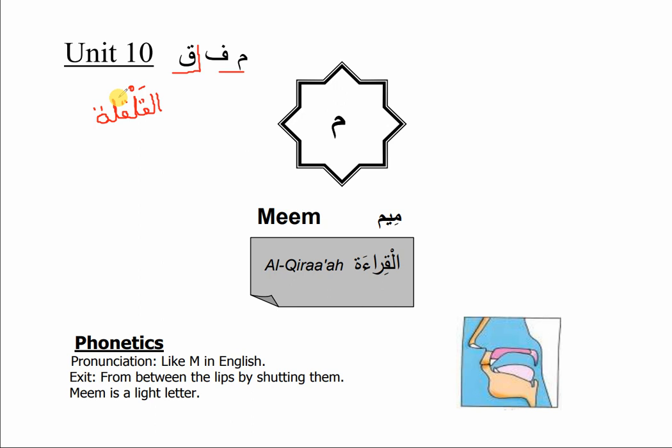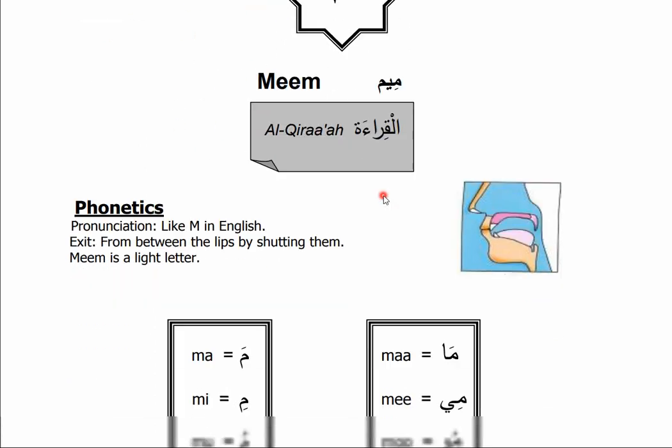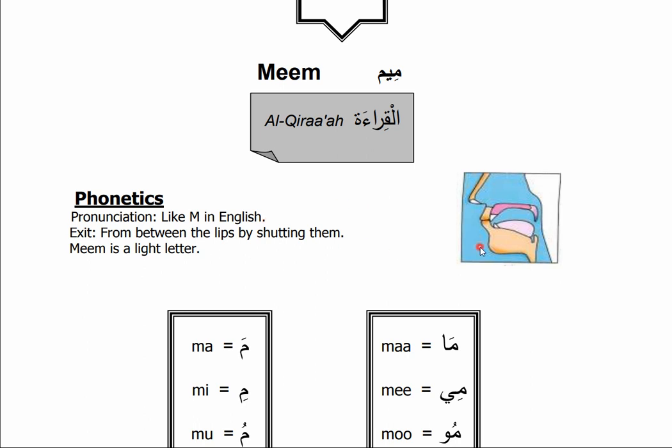Qalqala means shaking. And how does it shake? When does it shake? I'll tell you when we do this letter. And these two letters are light letters and the point of articulation is the lips actually. So let's see the articulation point.